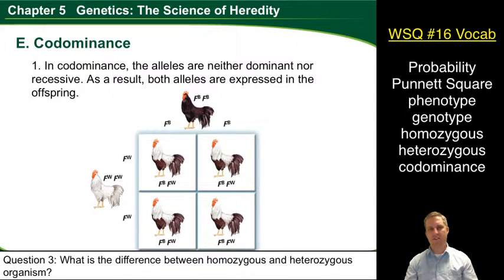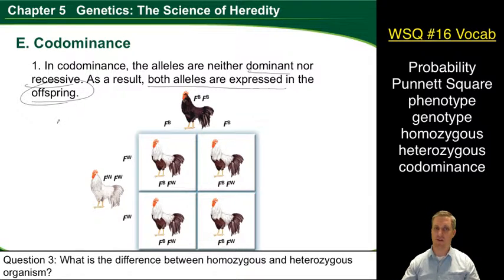The problem is not all the alleles have what we call simple dominance. In some things, like codominance or multiple gene inheritance, you're going to get a place where it's going to be a little different. In codominance, the alleles are neither dominant nor recessive. In that case, both alleles express themselves in the offspring.